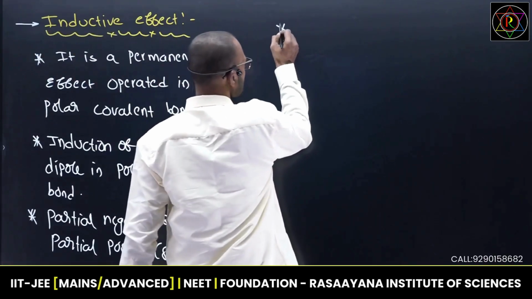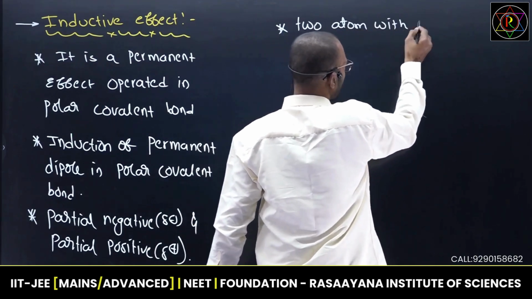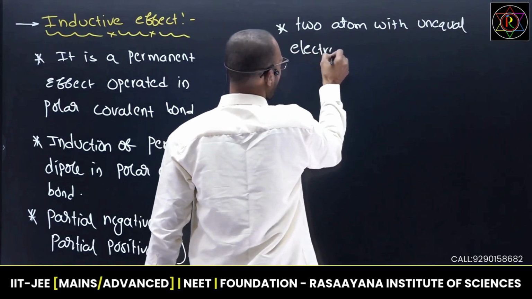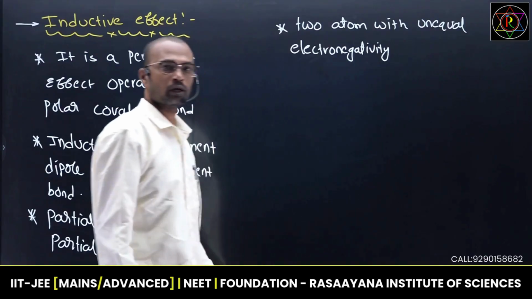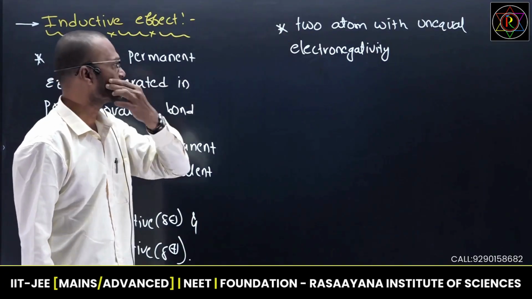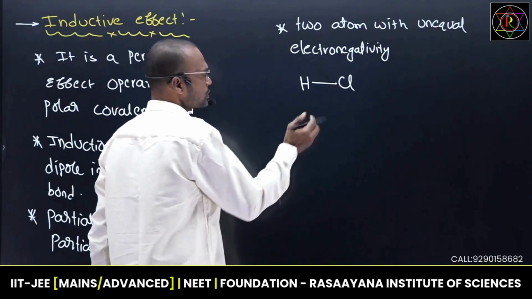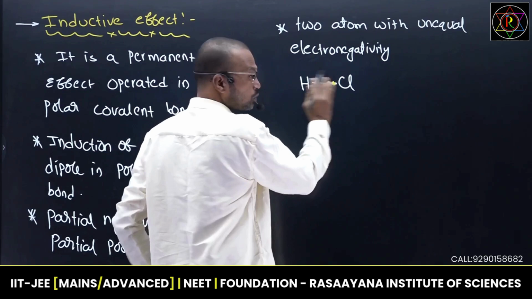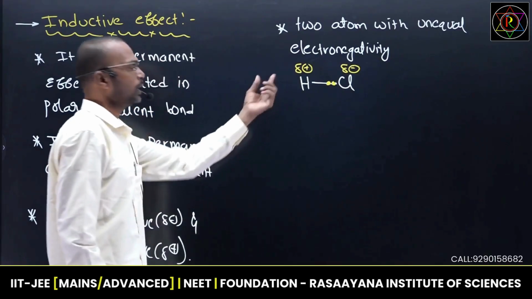The two atoms should have unequal electronegativity. If two bonded atoms have unequal electronegativity, then the partial positive and partial negative charges will be distributed between the two atoms. Suppose I take hydrogen and chlorine. Chlorine is a more electronegative element. The shared pair of electrons moves very close to chlorine, so chlorine carries a partial negative charge and hydrogen carries a partial positive charge. So this is a permanent dipole.